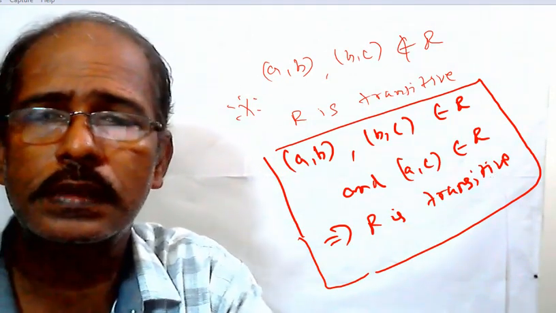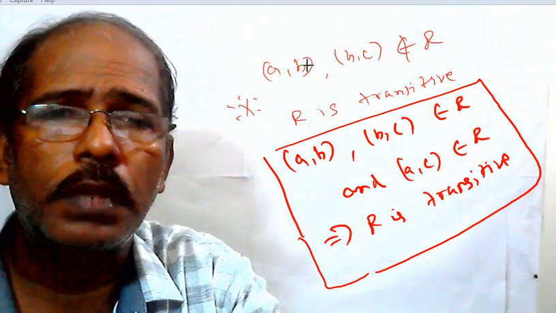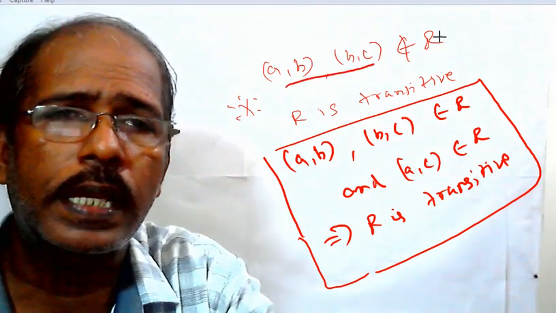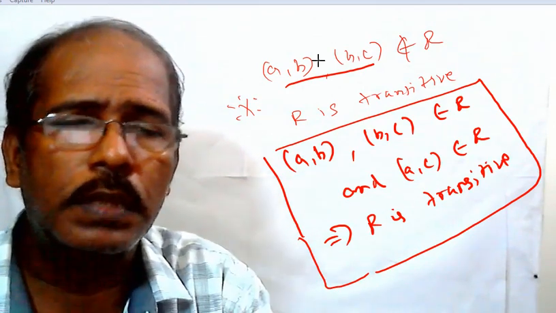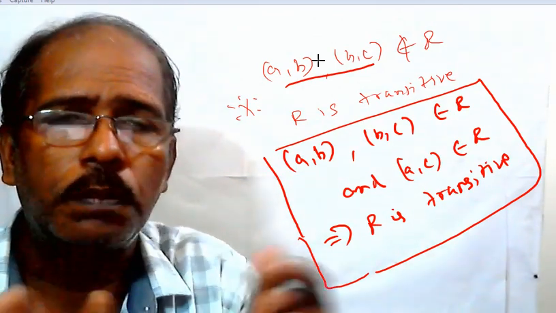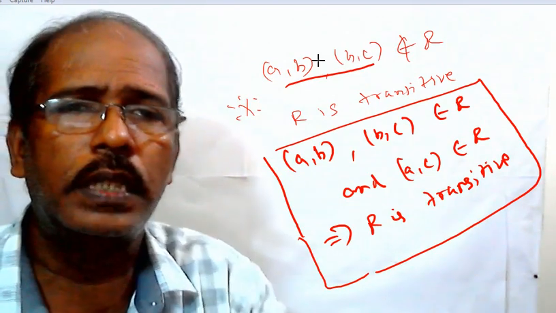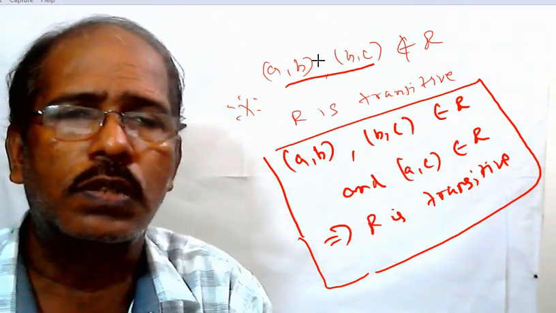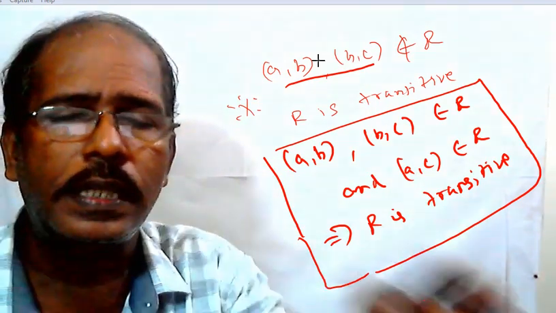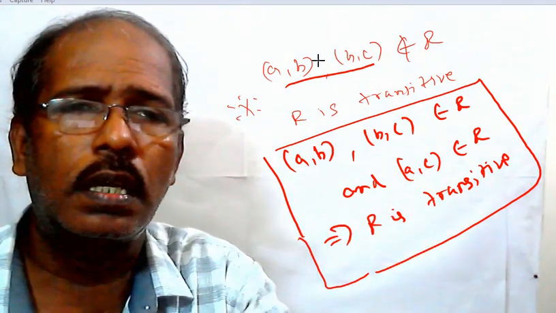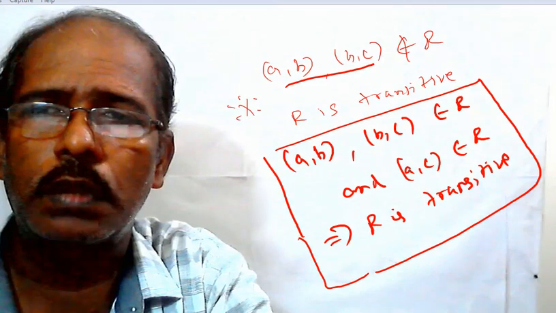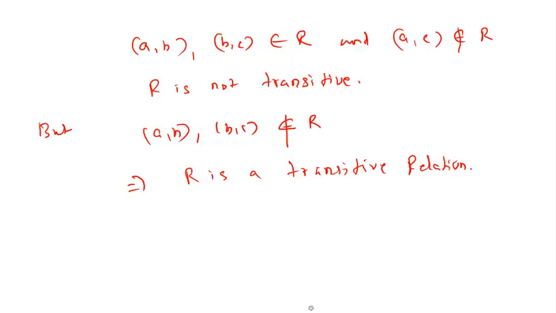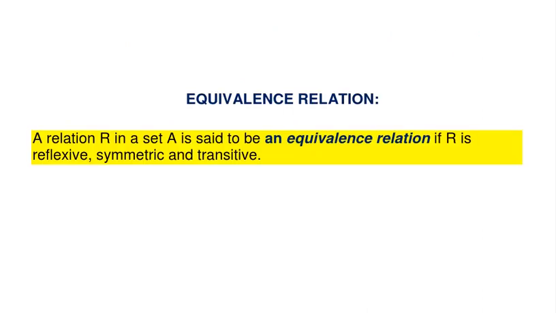But in the first case, there is no such pair (a,b), (b,c). Only (a,b) alone belongs to R or (b,c) alone belongs to R, and both (a,b) and (b,c) do not belong to R. How to conclude that? Straight away you can write that the relation R is transitive. So this is a very, very important point, make note of it. Okay, understood?